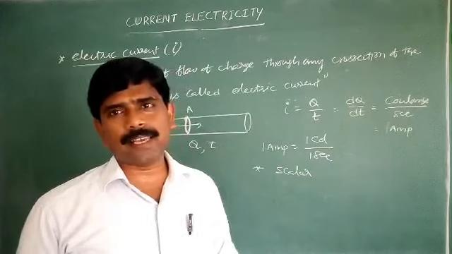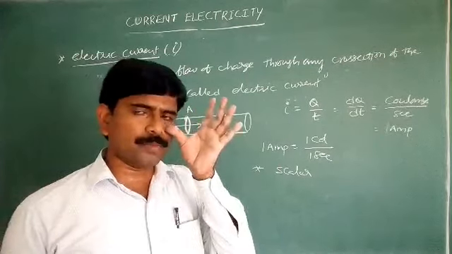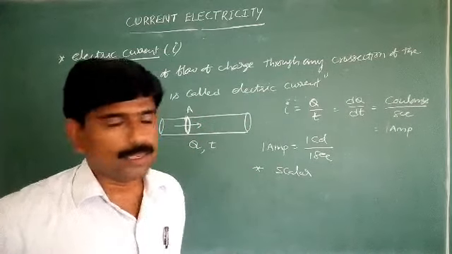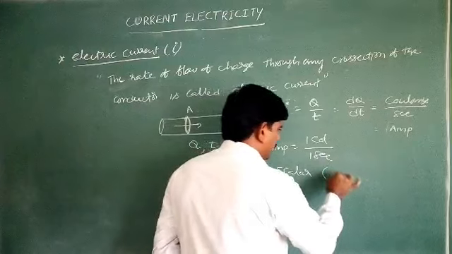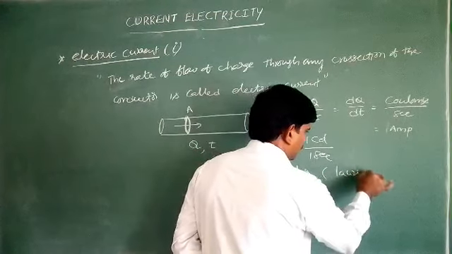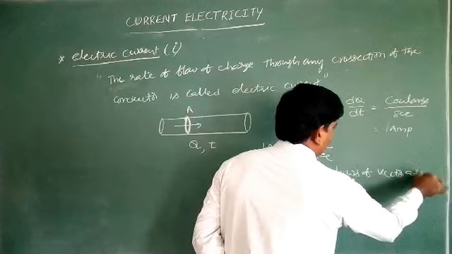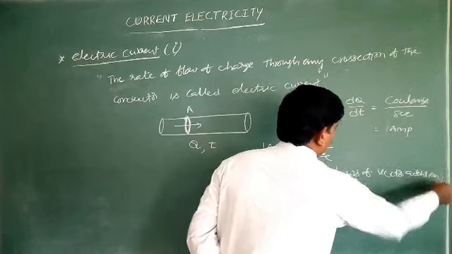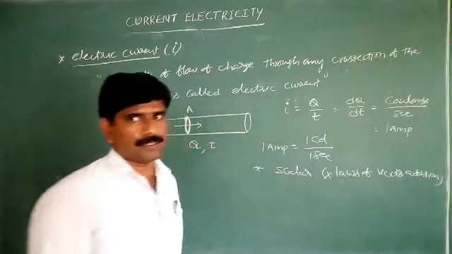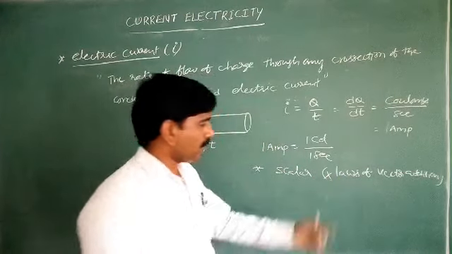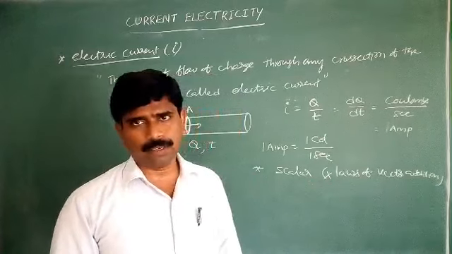Why is current a scalar physical quantity? It has both magnitude and direction, but it is a scalar physical quantity. Why? Because it does not obey the laws of vector addition. That's why current is a scalar physical quantity.